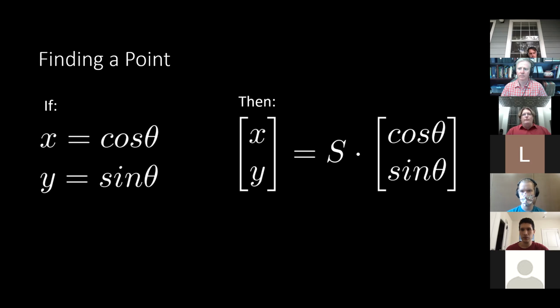Just to make sure we understand what we're looking at, here we have a vector of x and y. Right. And we're saying that the cosine of theta here corresponds to x, correct? So this wouldn't be correct if we put sine of theta on the top here. Is that true? Yes. Okay.